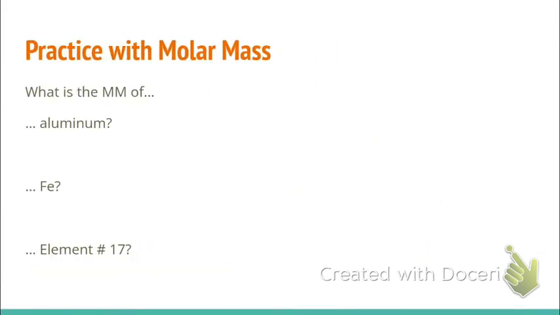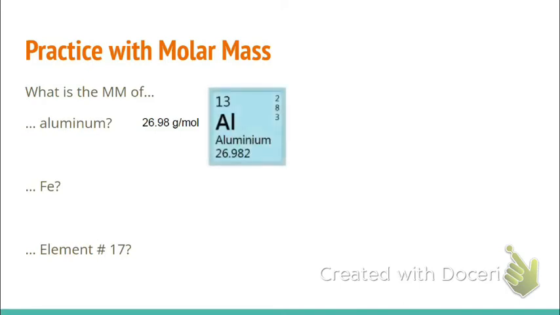So I'm going to walk through a few examples. Try to have your periodic table out so you can follow along, or pause the video so you can practice. So if we locate aluminum on our periodic table, what is the molar mass? Molar mass of aluminum is going to be 26.98 grams per mole. And again, I got that number from the periodic table. Notice that this number, even though it's got that extra decimal, is the same as this number.